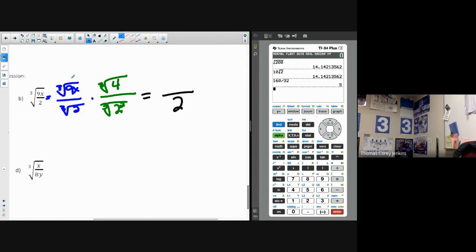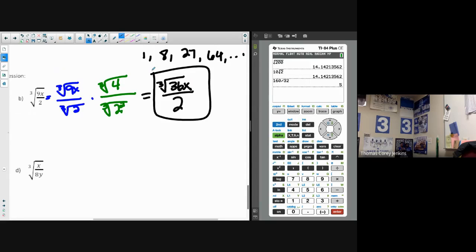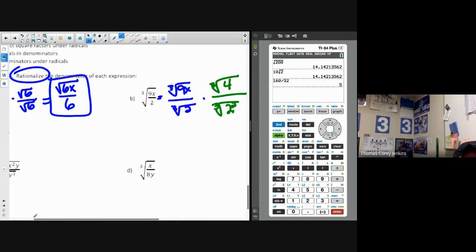So now we just multiply. 9 times 4 is 36. So up top, we have the cube root of 36x. And then you always want to make sure that you're fully simplified at the end. So thinking about our perfect cubes besides 1, 8 doesn't go into 36, 27 doesn't go into 36, and then 64 doesn't go into 36. So at that point, you know you are finished.